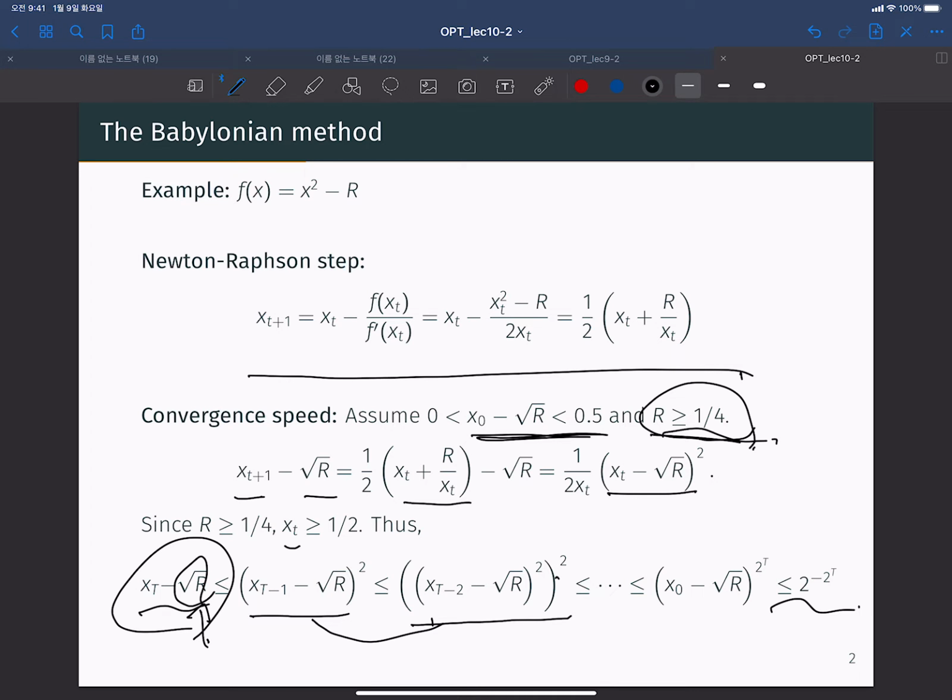And from this analysis, we can bound the distance between x_T, our observed point after capital T number of iterations with the Newton-Raphson method. So the error is bounded by 2 to the minus 2^T. So this converges double exponentially fast to the critical point. This is very, very fast, right?